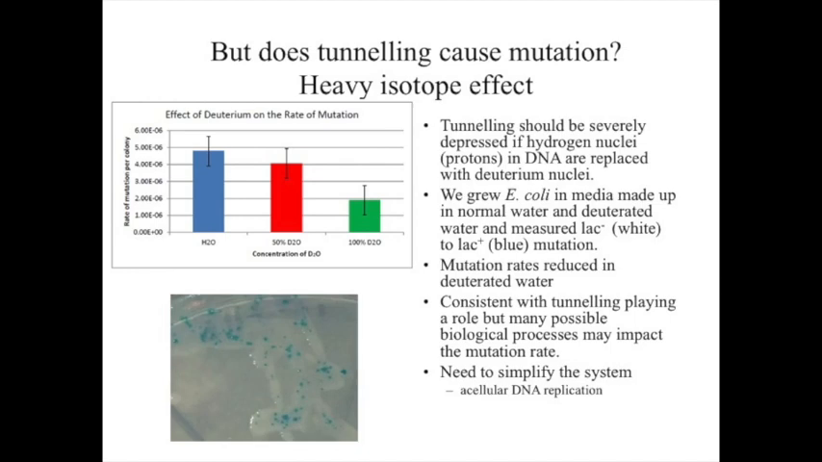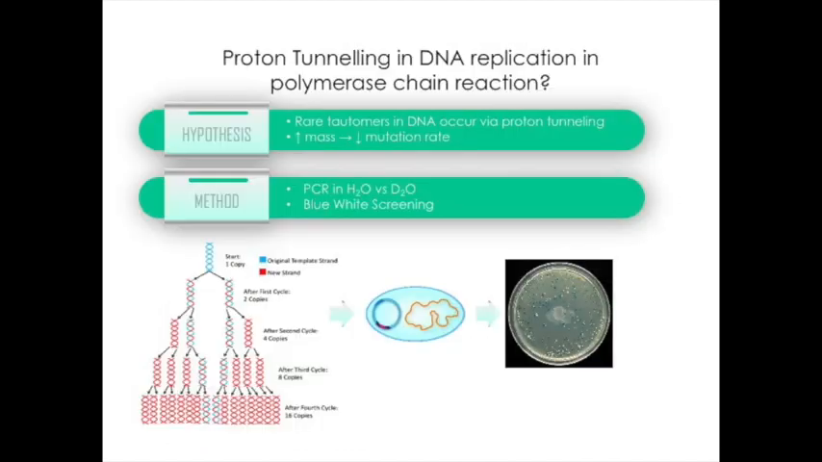So in my lab, we grew E. coli in ordinary water and deuterated water. Remember back to the enzyme experiments, deuterium should slow tunneling, and we measured mutation rates. This is E. coli, the dots are mutants, you count them, and this is what we got. So in water, 50% D2O and 100% D2O, there seemed to be a depression of mutation rates. Big error bars, though. So I'm not really sure if I believe it entirely.